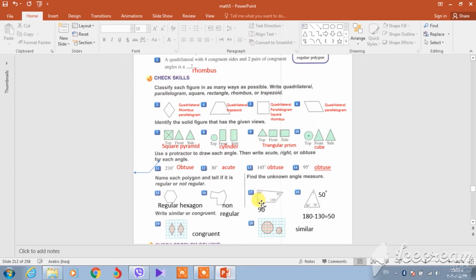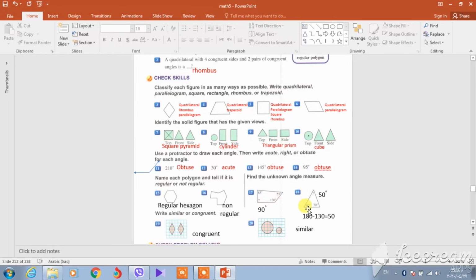Question 17 says we have 4 angles, but which one is unknown? We don't know about this one. This angle equals 90, student, because you have a right angle. If you don't know, you need to sum all the angles we have, and after that subtract from 360, and you find this angle equals 90. But because we have a right angle, we just write 90.